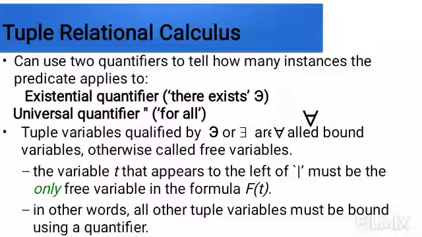First, look at the tuple variables quantified by using there exists and for all. We call it a bounded variable. Other variables are called free variables. The variables that appear on the left side of the bar must be free variables. In other words, all other tuple variables must be bounded using quantifiers.